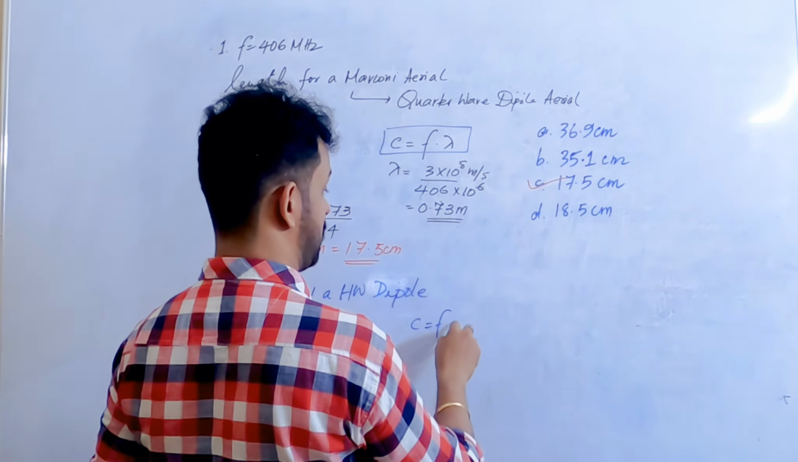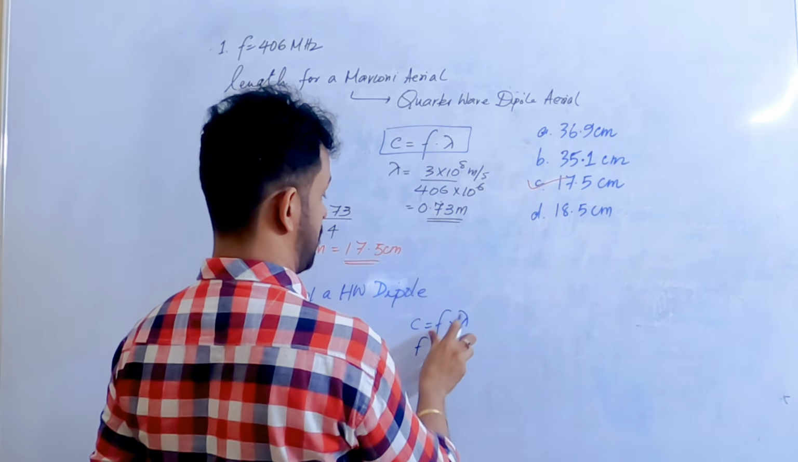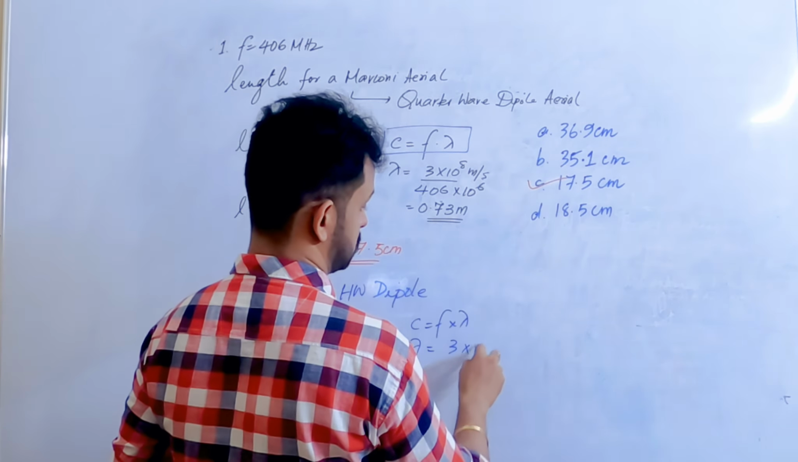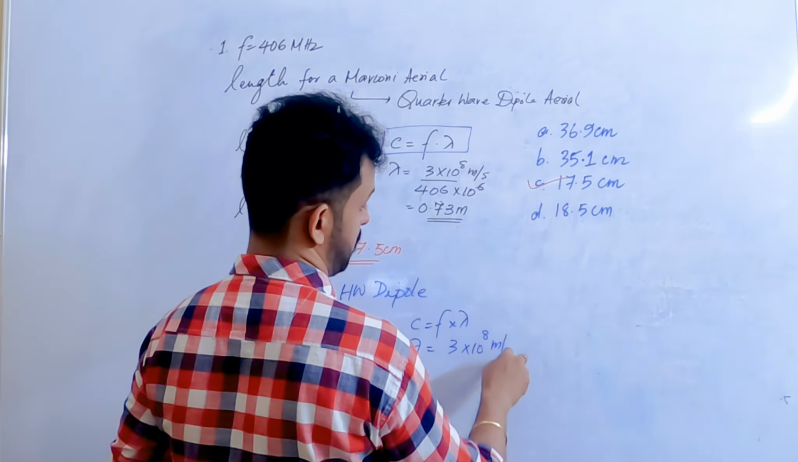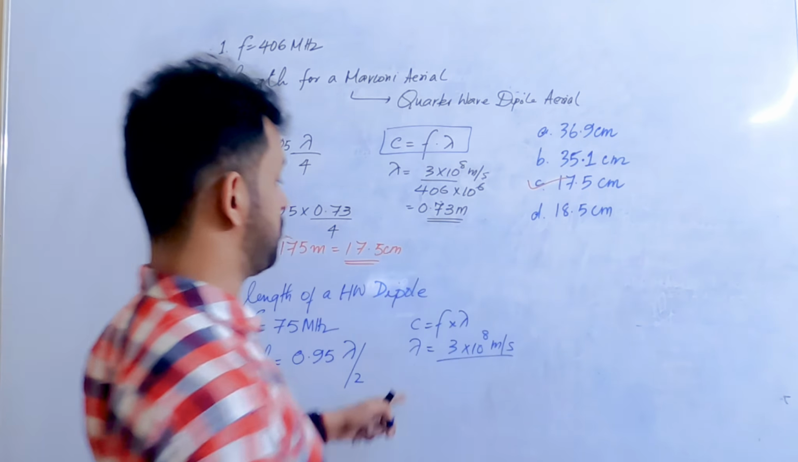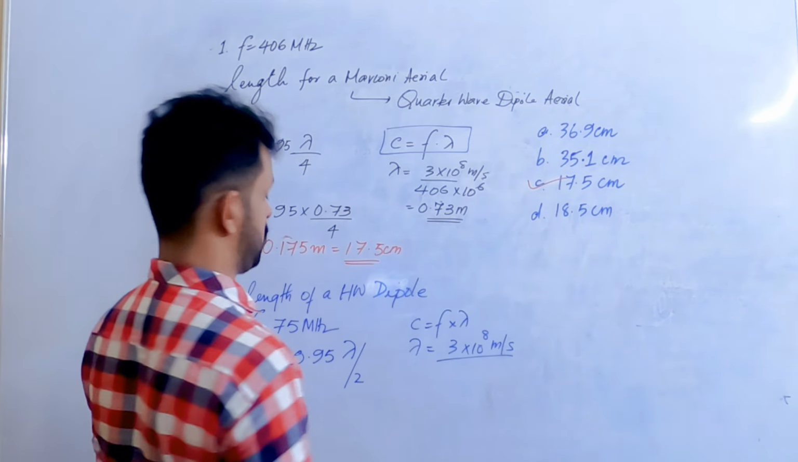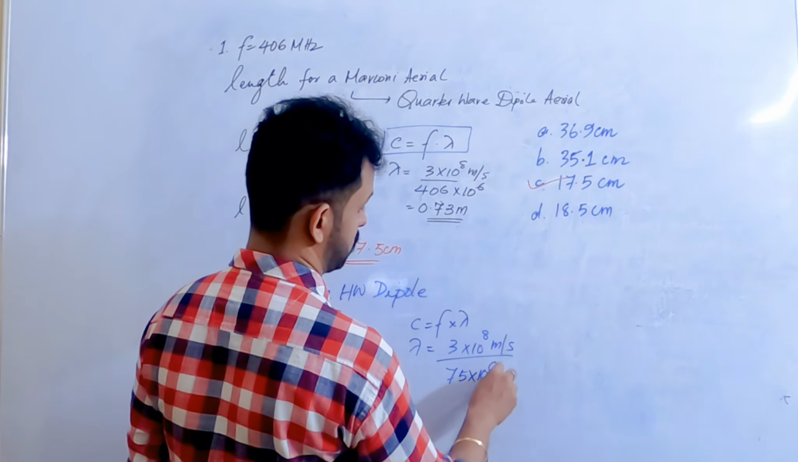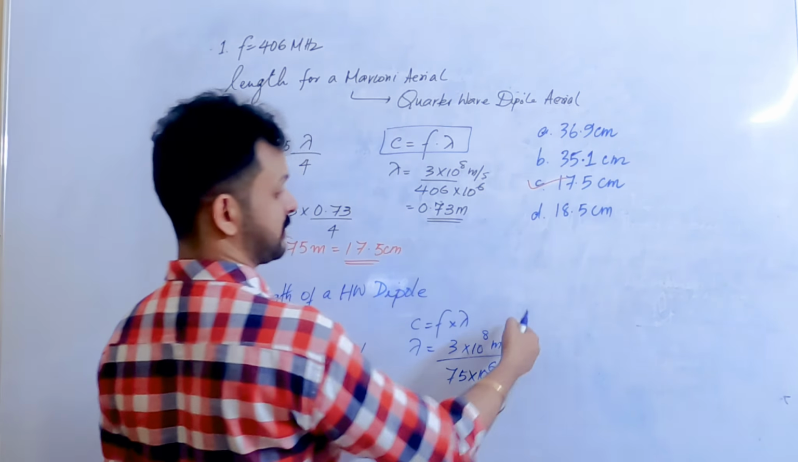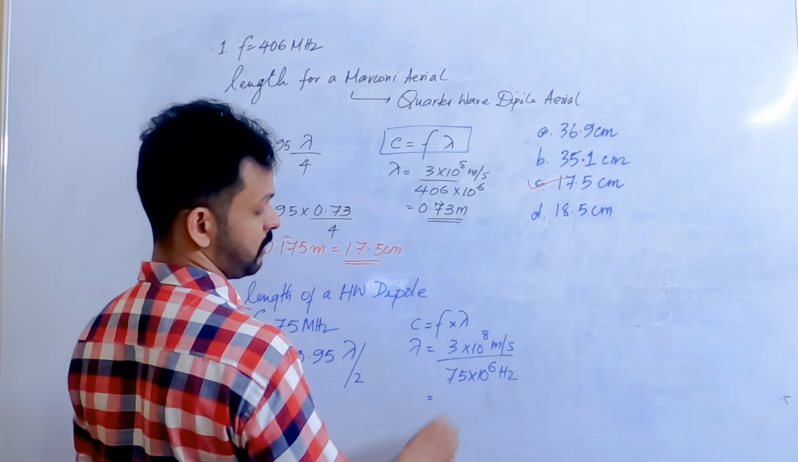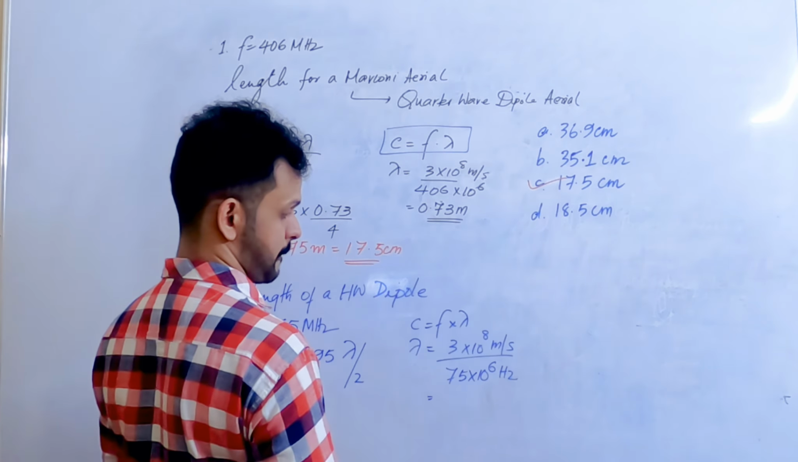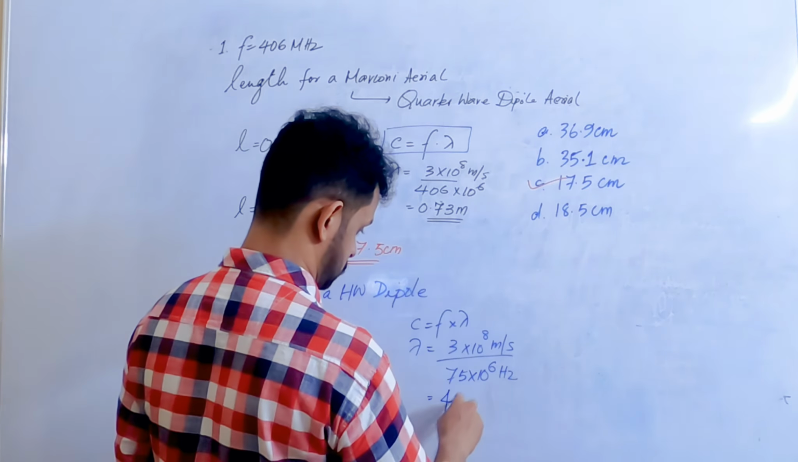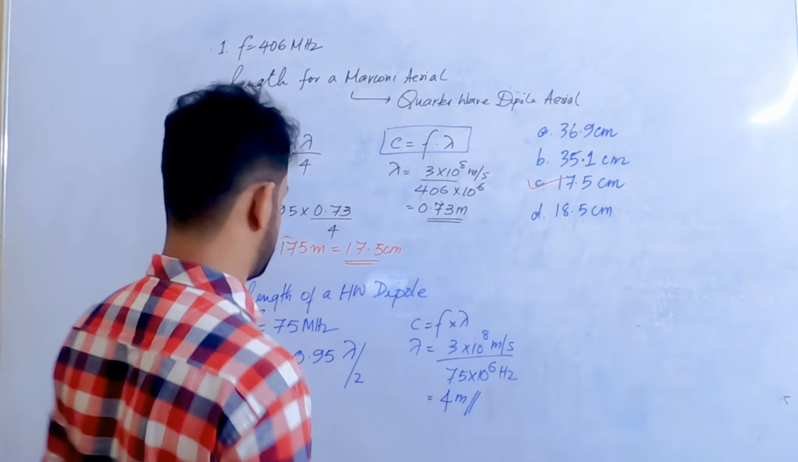Same equation here, C is equal to F into lambda. Therefore, lambda is equal to C by F, 3 into 10 to the power 8 meters per second for a given medium, and then frequency is 75 into 10 to the power 6 hertz. Hertz is 1 by second. That's fine. What is the answer? What is the wavelength? Wavelength is 4 meters. Therefore, what is the length?